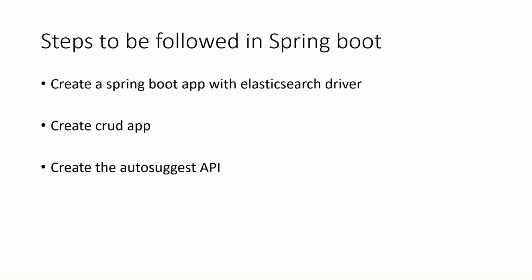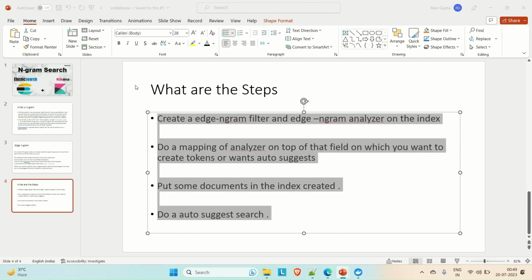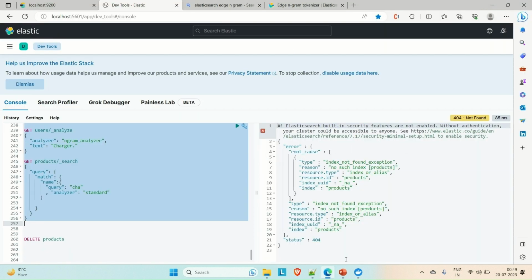Now the next step is what we need to do in Spring Boot. So in Spring Boot we need to create a Spring Boot app with the Elasticsearch driver, which we'll include as a dependency, and then we'll create the CRUD application, and then we'll develop the autosuggest API. So let me go through these things one by one so that we can cover this whole video and implement the autosuggest API. Okay, so let me come out of this and minimize this.